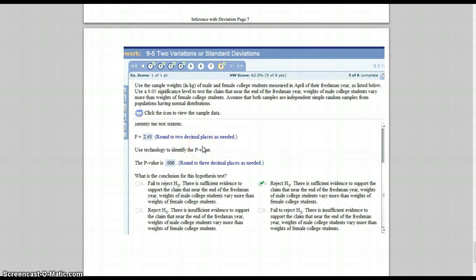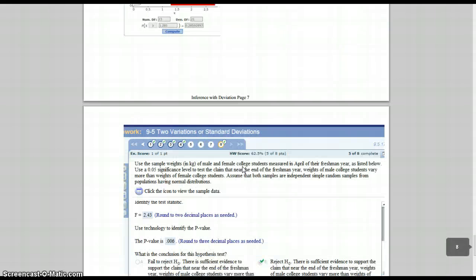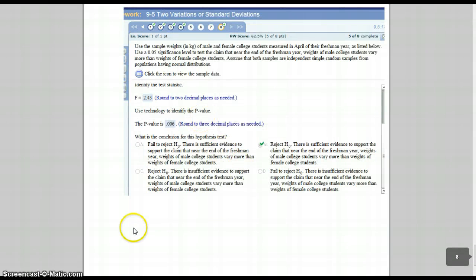So we would expect the male variation to be higher, but that's what we're testing to see if it's significantly higher. So the F test is found by taking the standard deviations squared and dividing those. So if I take, and I'll go back to my little printout here.